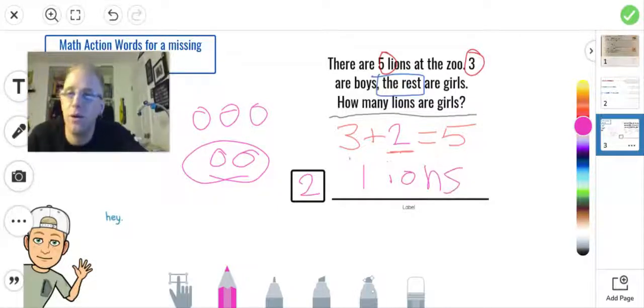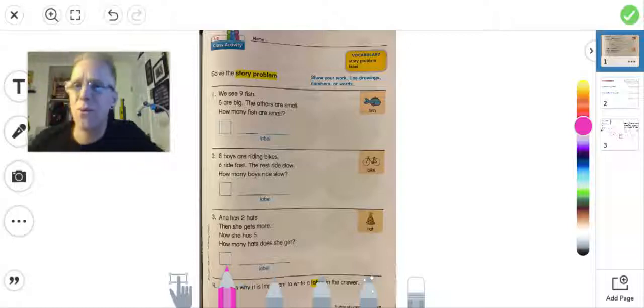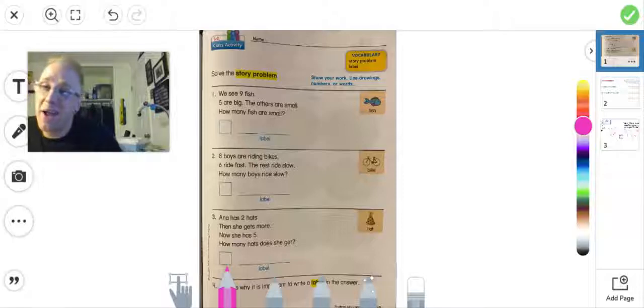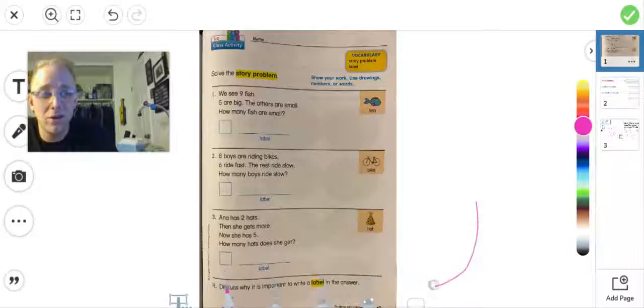All right. So first grade friends, I'm going to assign this to you today. You want to do page 67 in your workbook. It looks like this. You're going to do these 3 questions for me. And then number 4 asks you to tell me, why is it important to use a label? Please don't write that answer. I want you to use that microphone tool and record yourself telling me why it's important to use a label when we're doing a story problem, okay? So that's really, really important. We aren't going to be done until number 4.